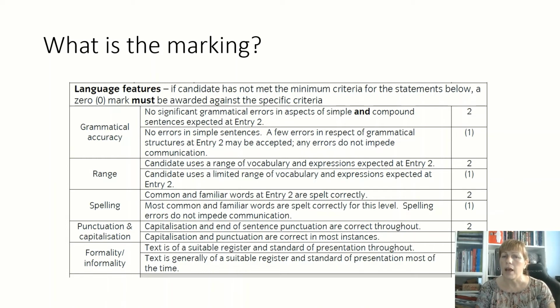Understand where there is an allowance for errors. So for example, spelling, you're not expected to spell every word accurately, but you are expected to spell words at entry level 2 level accurately. And your punctuation and capitalisation is very important, so make sure you've checked it. And because you started before the plan, you started thinking about whether your piece of writing was formal or informal, you should just check that you followed that all the way through.